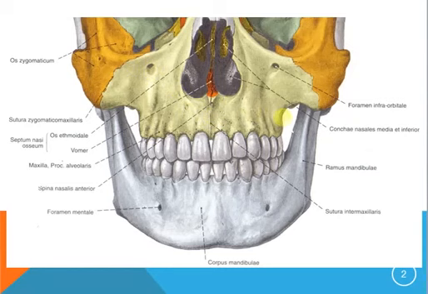This is a frontal view of the maxilla, and here we have two important foramina. Foramina means holes. The left and the right foramen infraorbitale. It's infra because it's below the orbita.